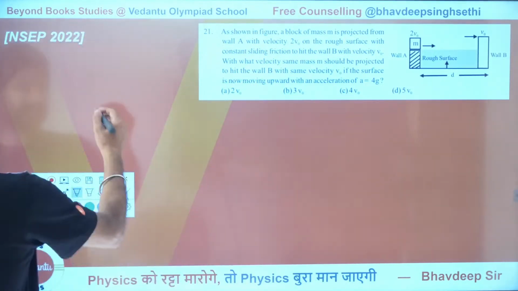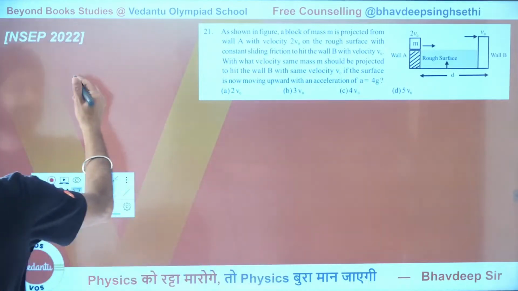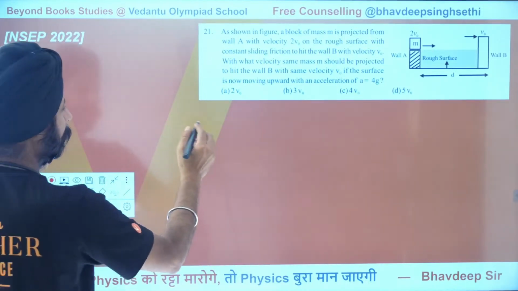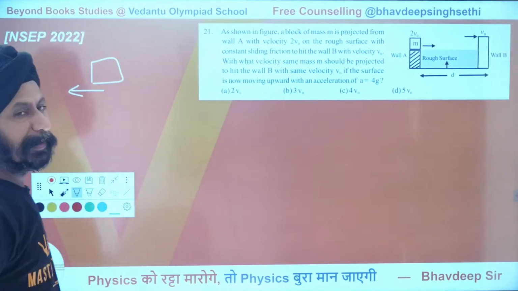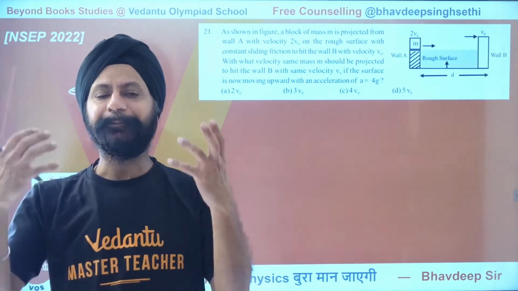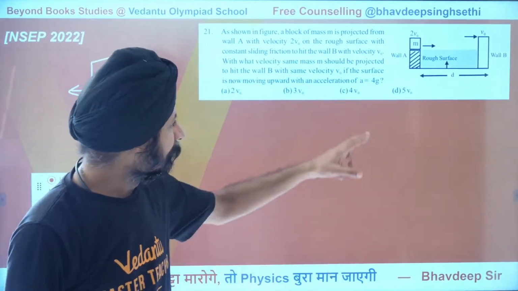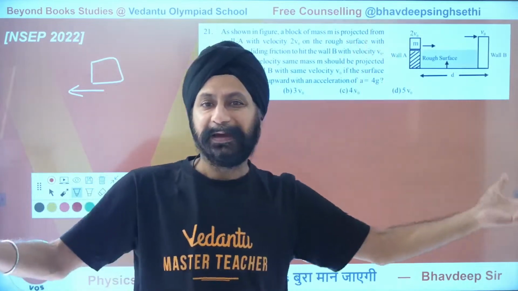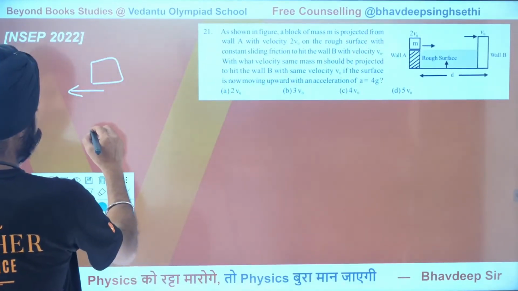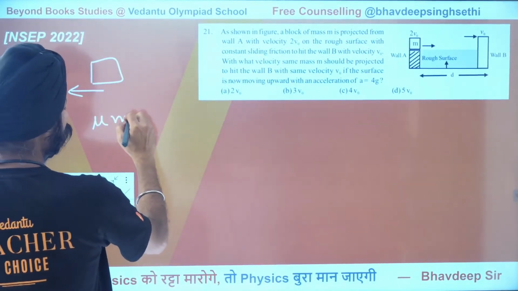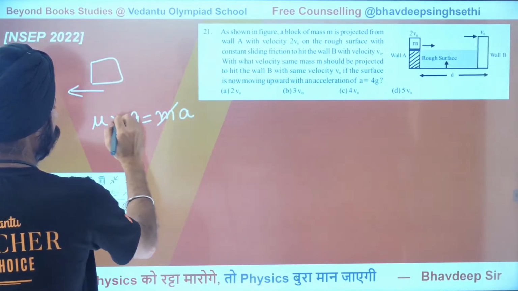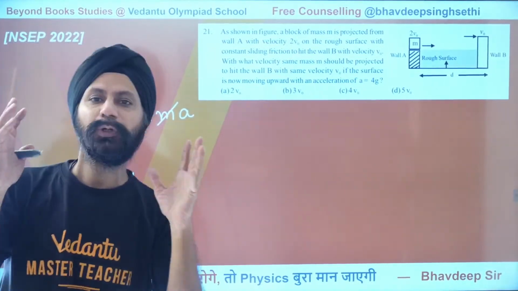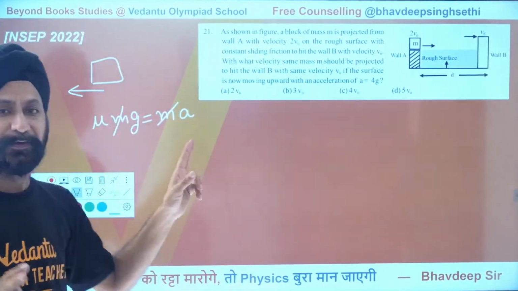So first of all, let's see where the friction is playing the role here. So there's a body here. It experiences a friction force backwards. How much is it? It is mu times the normal force. If it was not accelerated in the vertical direction, the normal force would be mg. So you would say mu mg is the friction force, and that is equal to mass times the retardation. So retardation was mu g to start with.